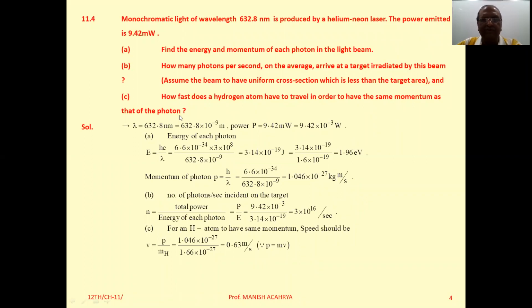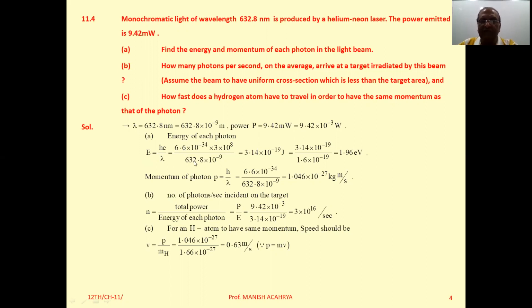See, the given data, lambda that is 632.8 nanometer, 632.8 into 10 raised to minus 9 meter. Power that is 9.42 milliwatt, so 9.42 into 10 raised to minus 3 watt. First of all, we have to calculate energy of each photon. Energy that is equal to hf or h nu, nu that is c by lambda.